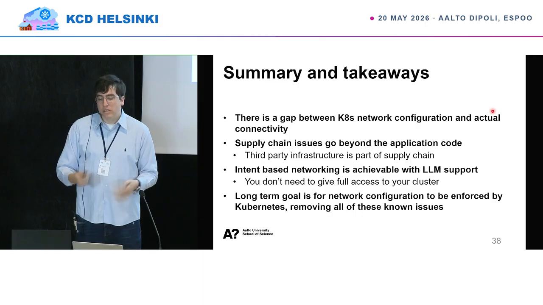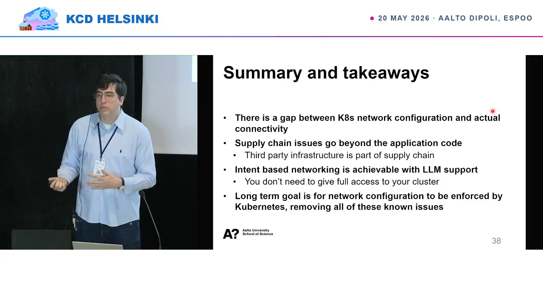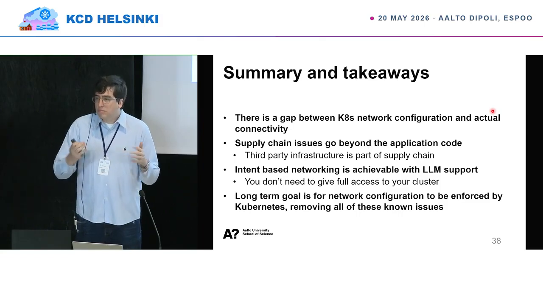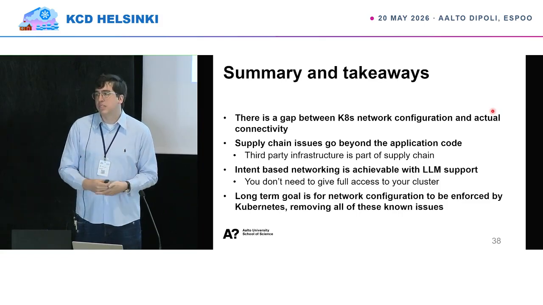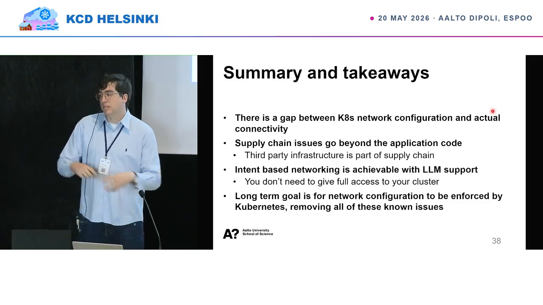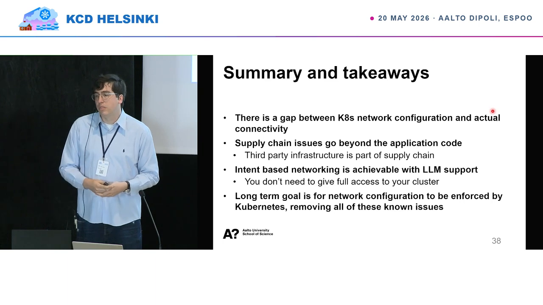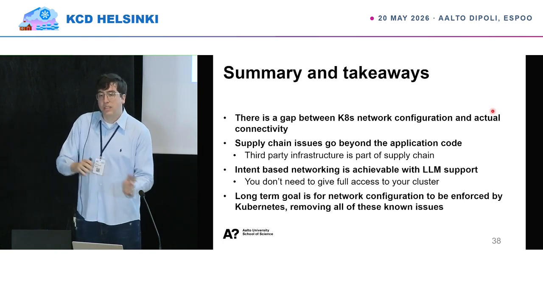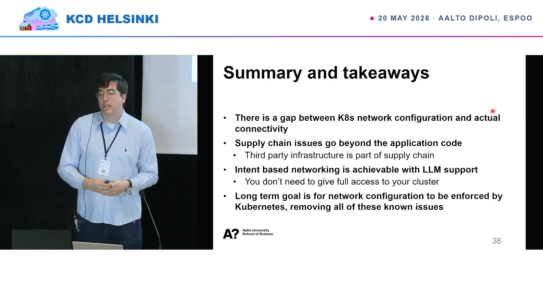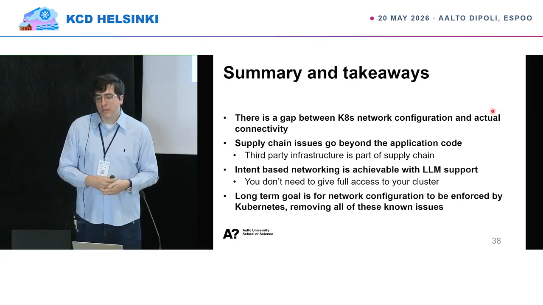And finally, long-term, and this is something we both think, the network configuration should be enforced by Kubernetes and not just give the current status as it is right now, because this will remove all of these known issues: what is configured in the networking, the pod information, the ports information, is kind of wasted and doesn't reflect what is actually happening underneath. So long term, we will not need all of this, and Kubernetes could handle this in a smarter way.